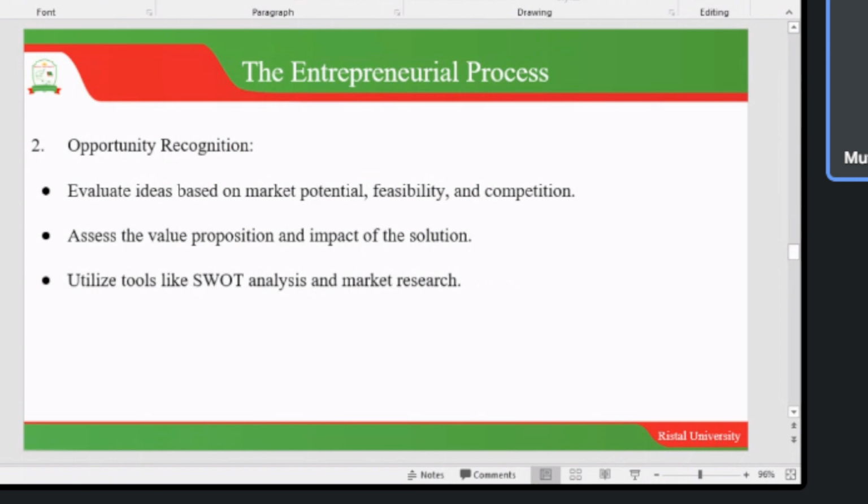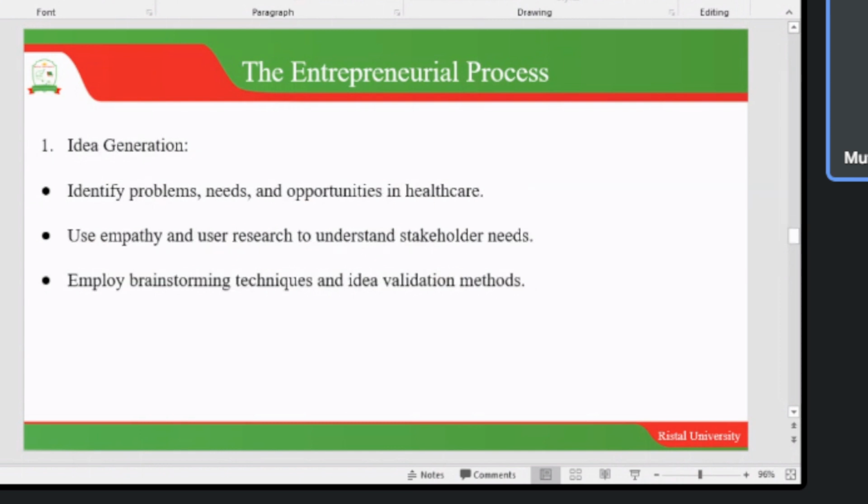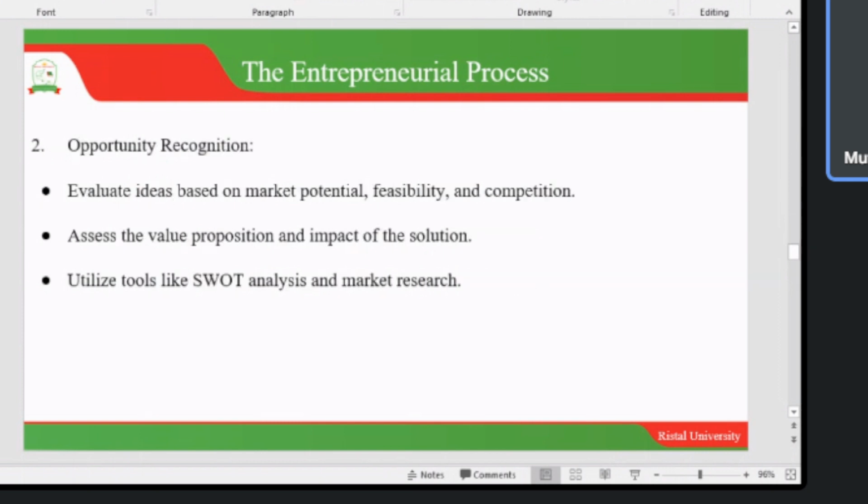Then the entrepreneurial process also includes opportunity recognition. And in this case, the entrepreneur or a group of entrepreneurs that are interested in providing this solution will evaluate those ideas that have come out of this first step of idea generation. So after brainstorming amongst themselves, amongst that team of entrepreneurs, now they evaluate ideas based on the market potential. Are there people who are willing to take on this solution? Are there people who are willing to purchase our product or pay for our service or not? Then feasibility, is it going to really apply? Is it applicable in this case?